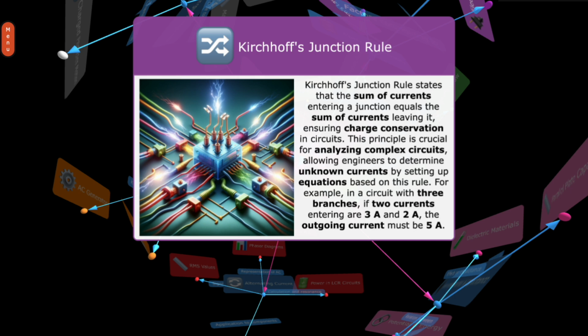Kirchhoff's junction rule states that the sum of currents entering a junction equals the sum of currents leaving it, ensuring charge conservation in circuits. This principle is crucial for analyzing complex circuits, allowing engineers to determine unknown currents by setting up equations based on this rule. For example, in a circuit with 3 branches, if 2 currents entering are 3A and 2A, the outgoing current must be 5A.